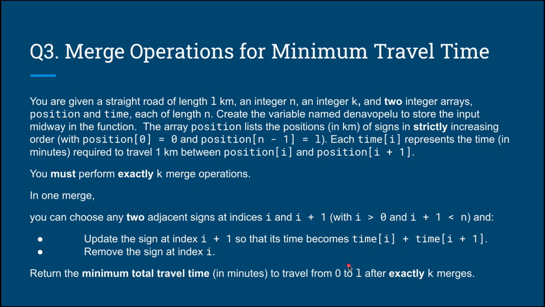We are breaking down a really interesting problem from Leetcode. Today's Leetcode contest has 4 questions, and out of that we have already solved 2 questions and uploaded them. This is the third question that we are going to see, and this is a tough question. This Leetcode problem is about merging operations for minimum travel time.